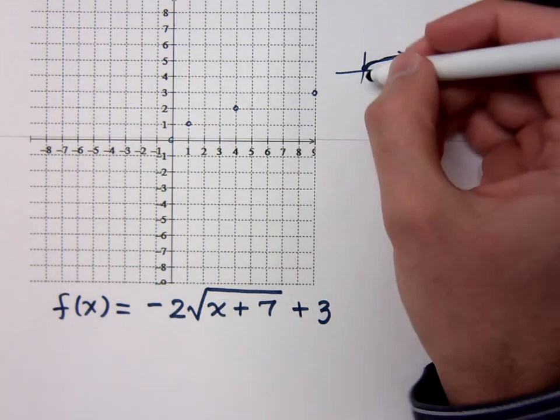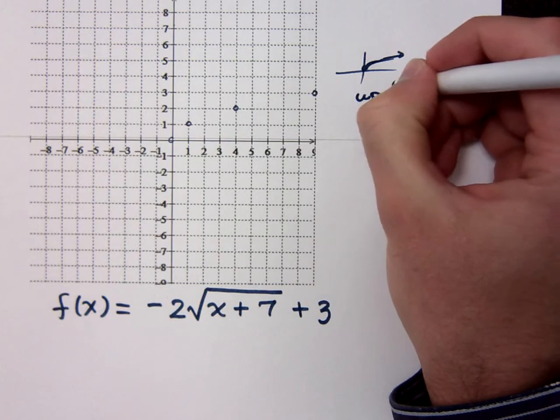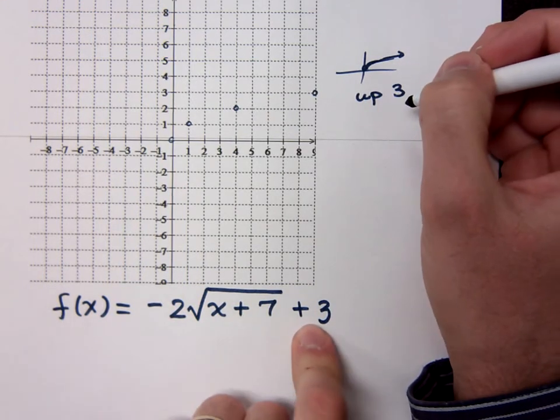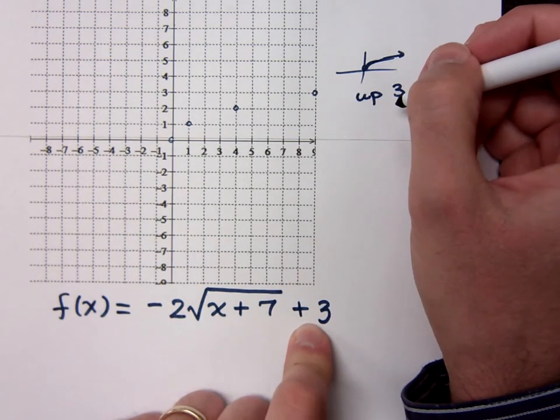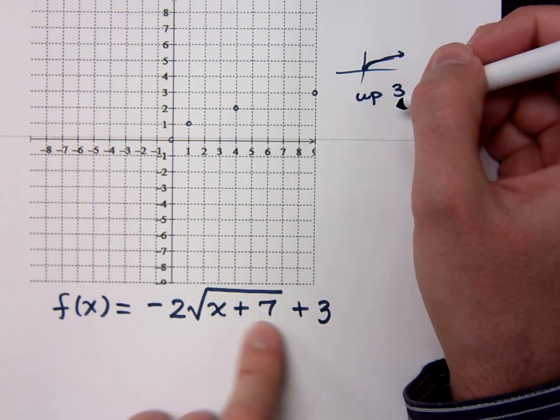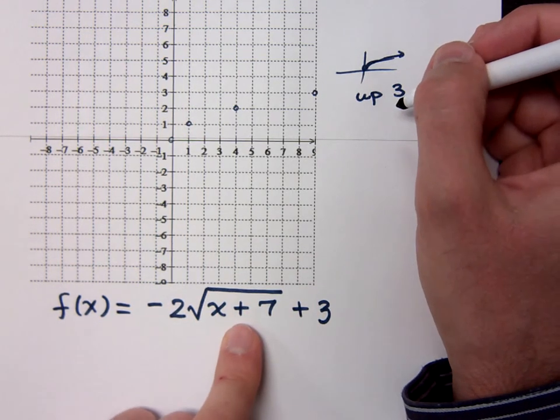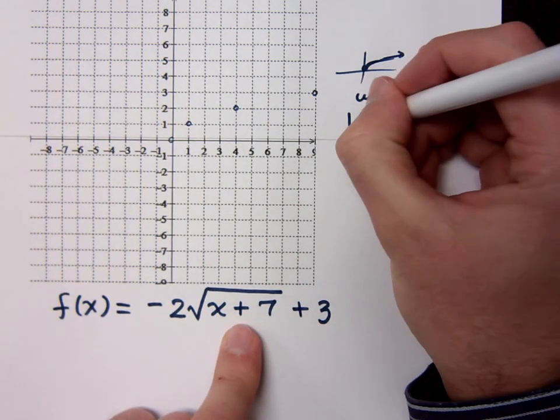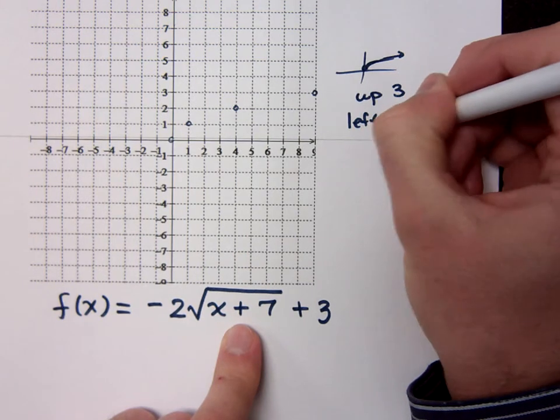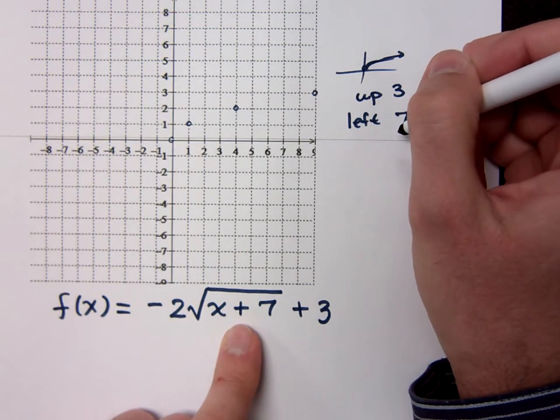Goes down 3. We know that we're going to be going up 3 because this guy's outside. You do exactly what you see. It's a horizontal shift, a vertical shift, excuse me. What about the plus 7? I'm going to go to the left 7. Inside, horizontal, opposite of what you see.